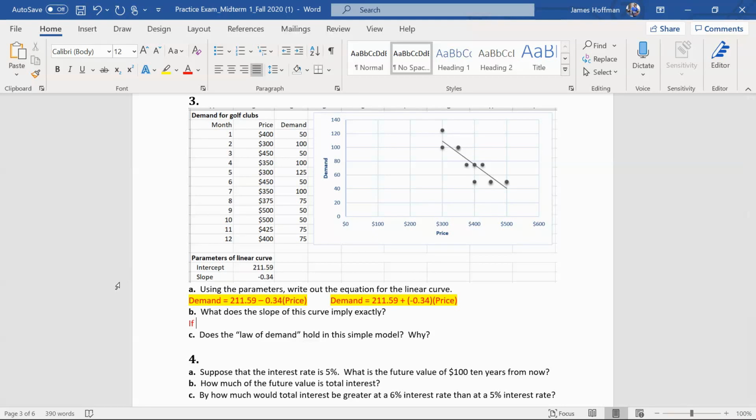Professor? Yes. May I ask a question for question A? Yes. So for demand, for example, like month 1, actually you mean like 211.59 minus 0.34. The price is that 400?